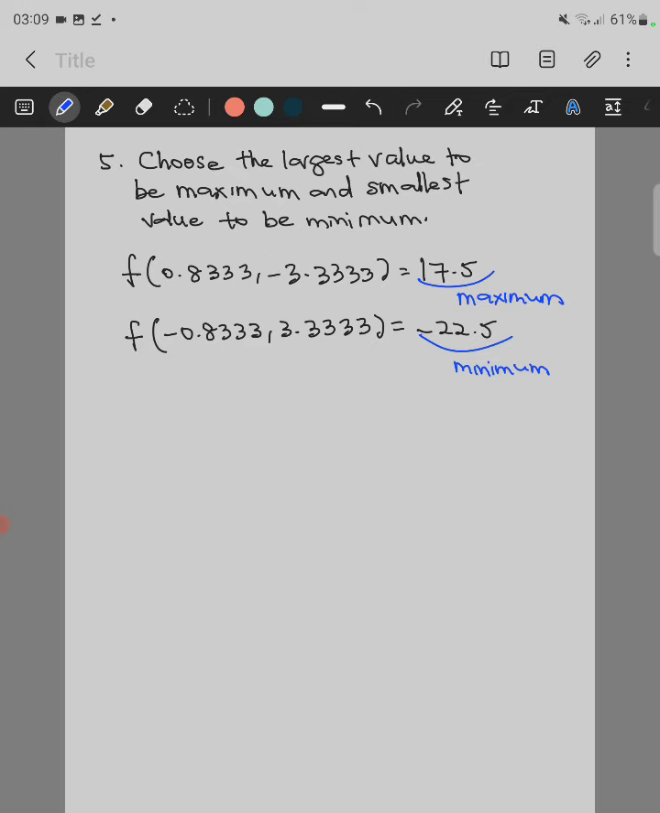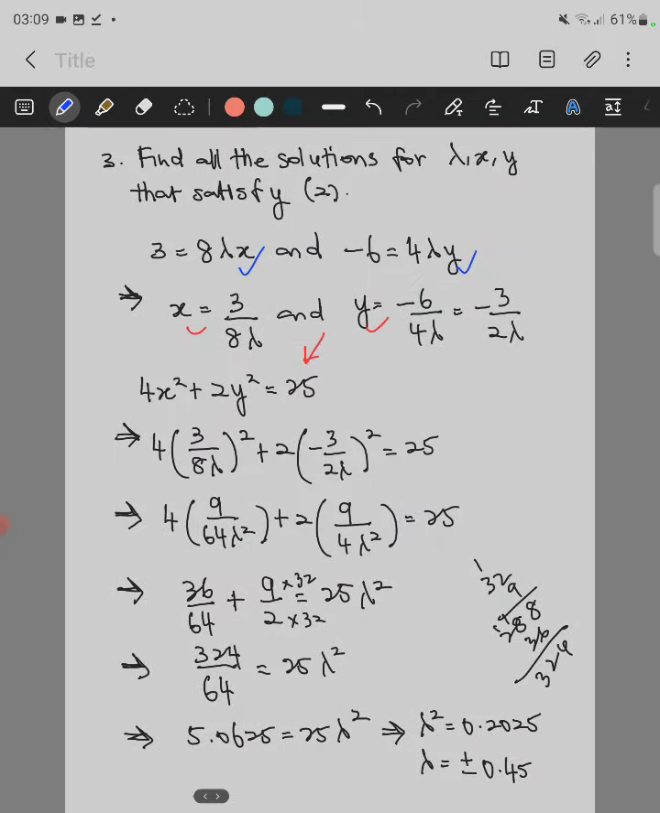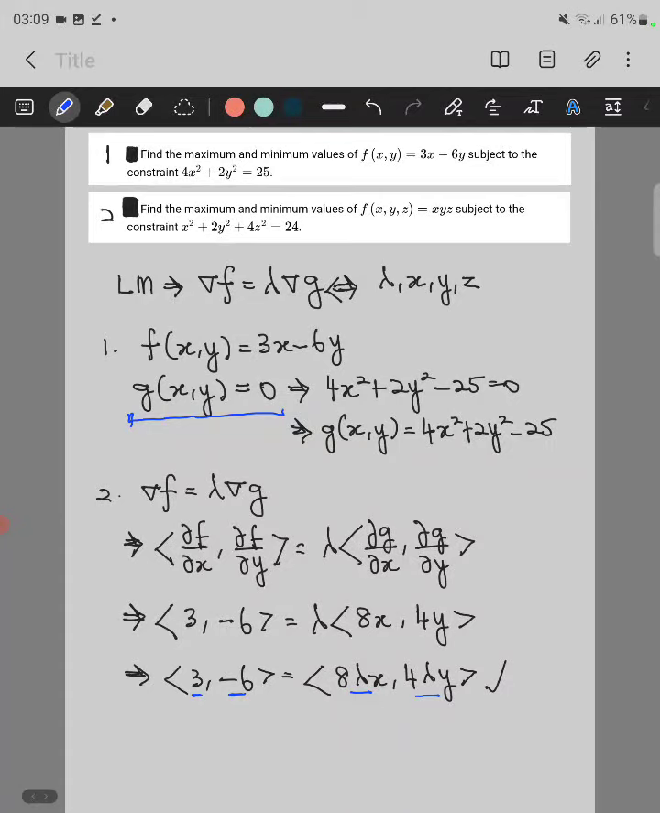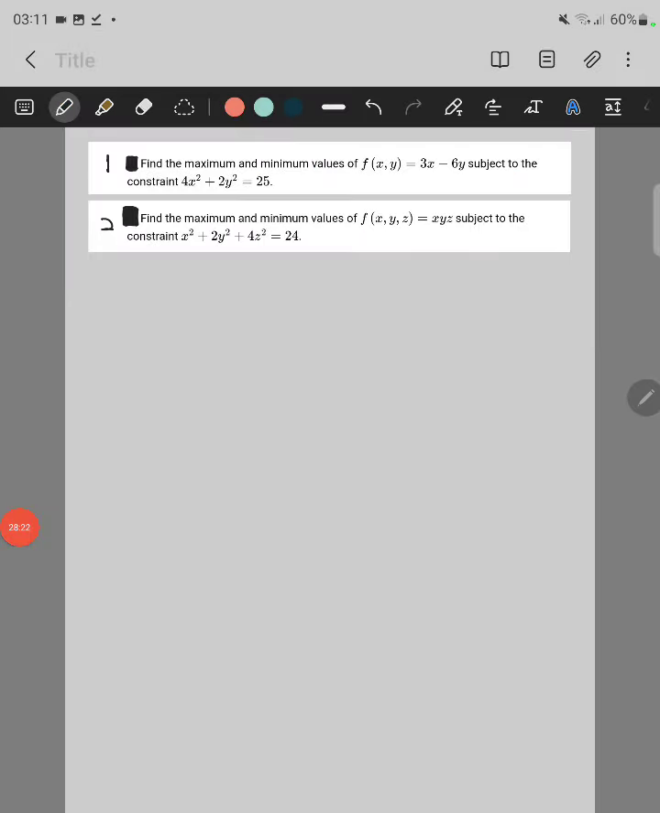This is how we can apply the Lagrange multiplier to find the maximum and minimum values of our function subject to some constraint. This was the first example. Now let's consider the second example.